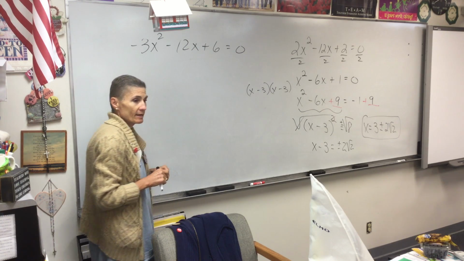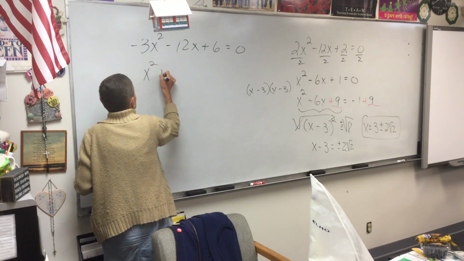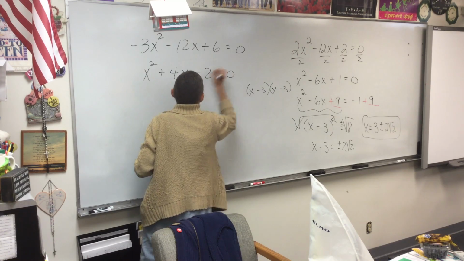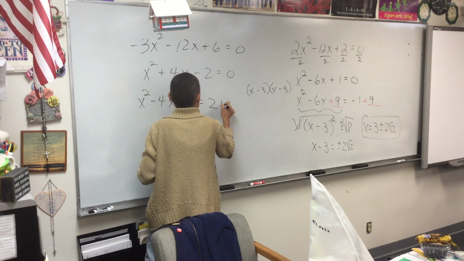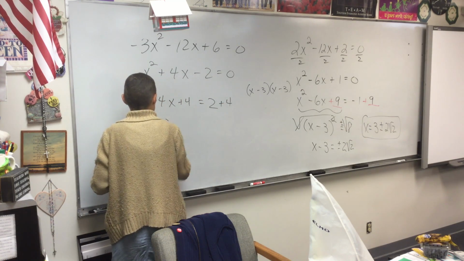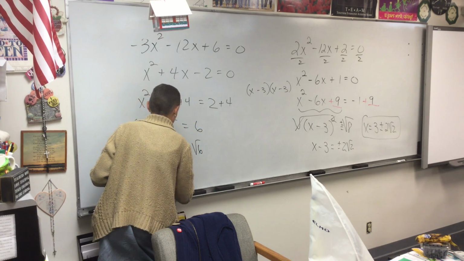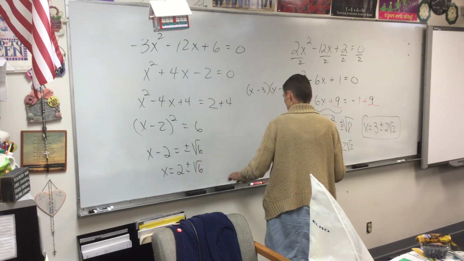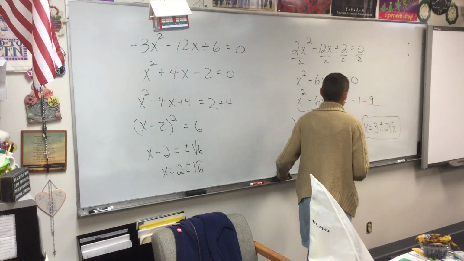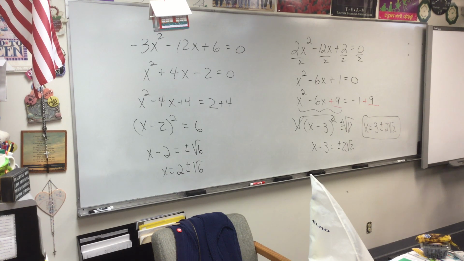Okay, write these down and complete the square. Compare notes with your neighbor. And then what you're gonna do, take 4 by 2, which is 2, square that, which is 4, so plus 4, plus 4. X equals 2 plus or minus 6.